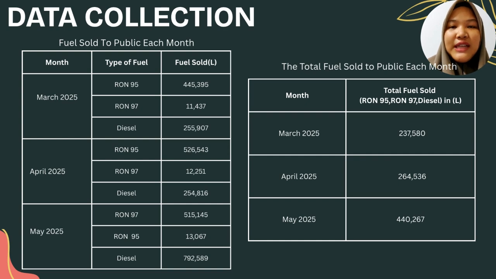In May, RON 95 slightly decreased to 500,145 litres, RON 97 increased to 13,069 litres, and diesel saw a sharp rise to 752,589 litres, and the total for May reached 1,303,312 litres, the highest of the 3 months.